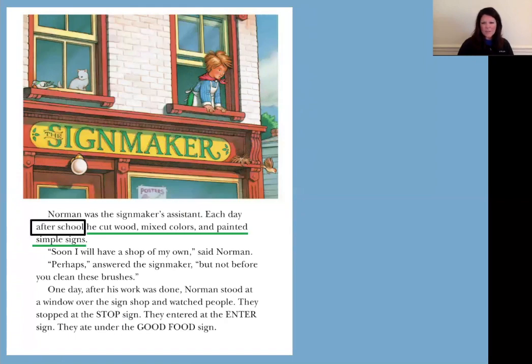Why do you think he does all those things? That seems like a lot of work. What does the text say about that?